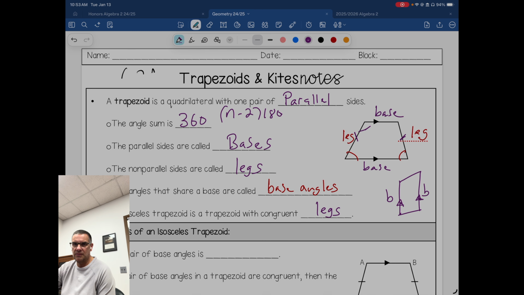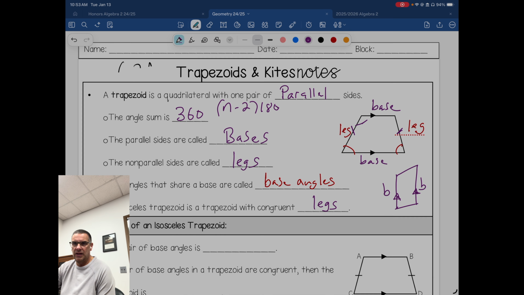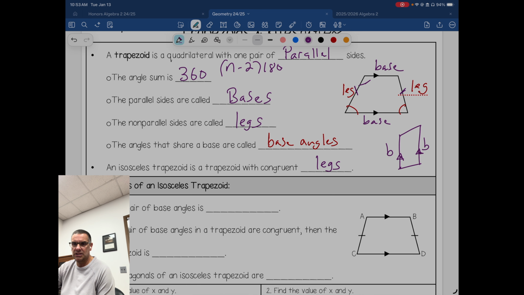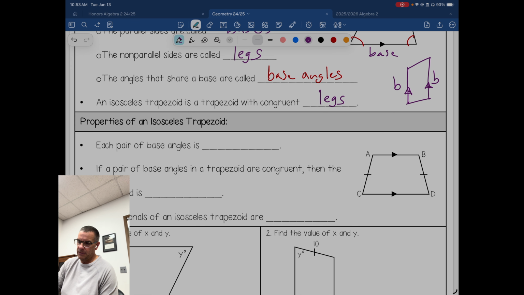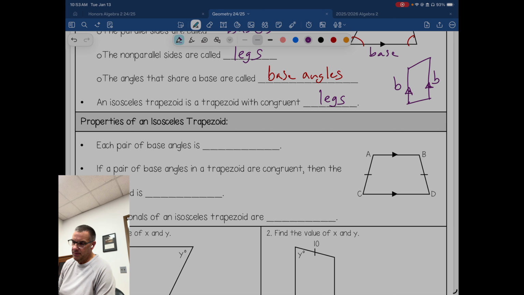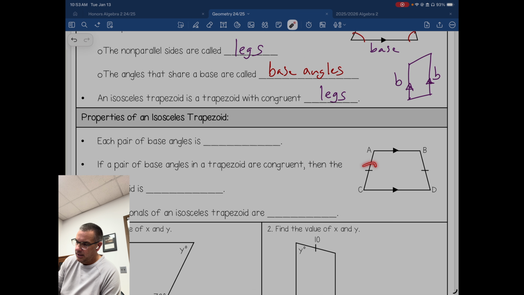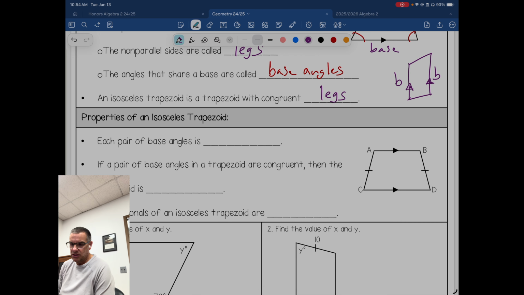Let's go with some of the different properties now that trapezoids have. In general, let's look at the properties of an isosceles trapezoid. We just described what an isosceles trapezoid was. We said its legs are congruent to each other. And you'll notice now that the tick marks are there, showing that they're congruent. The two bases are parallel, so we know it's a trapezoid. These two pieces are called the legs. In an isosceles trapezoid, each pair of base angles is congruent.